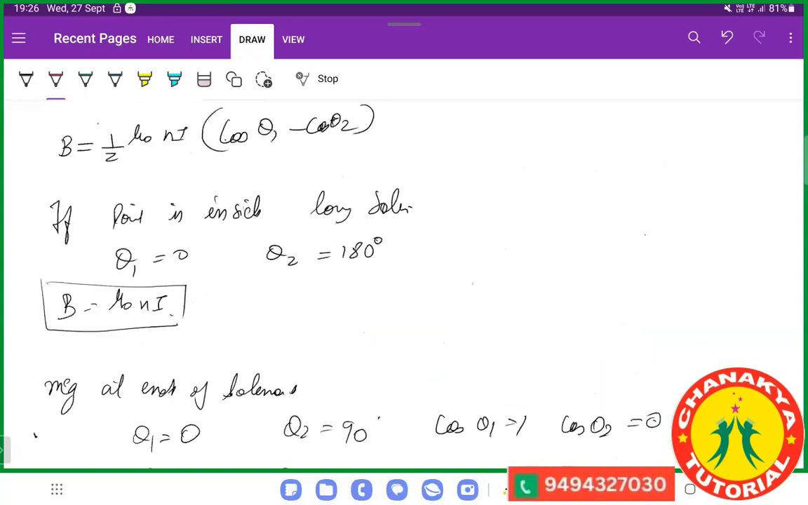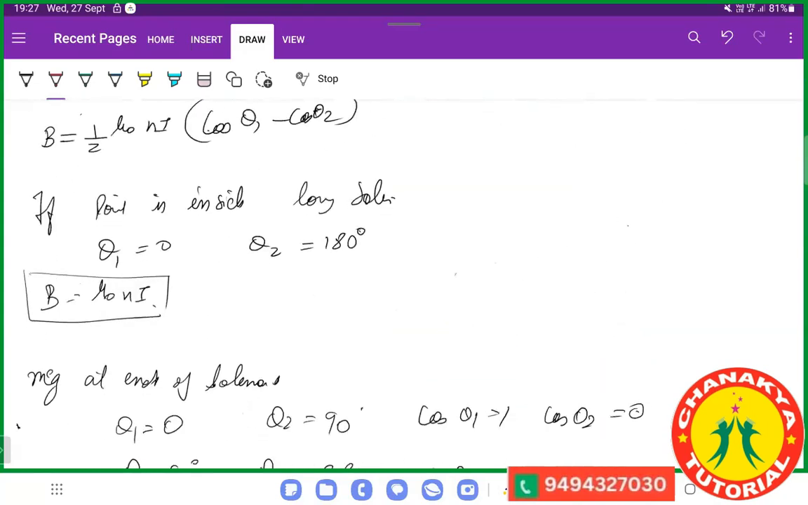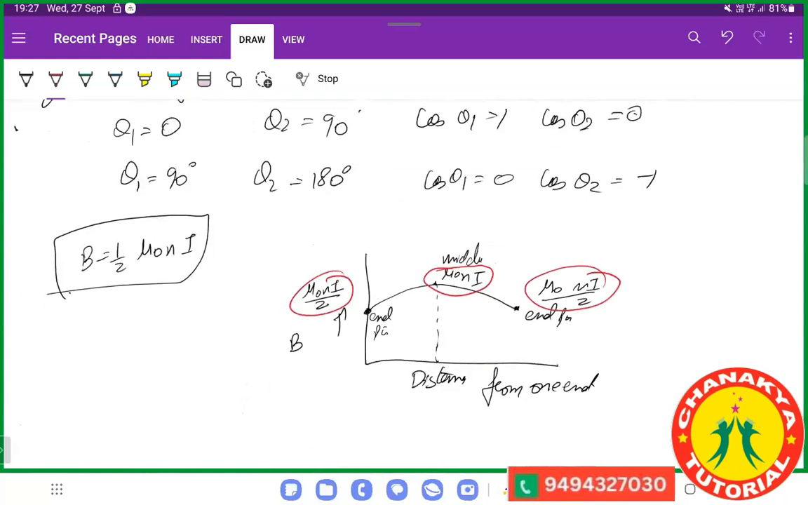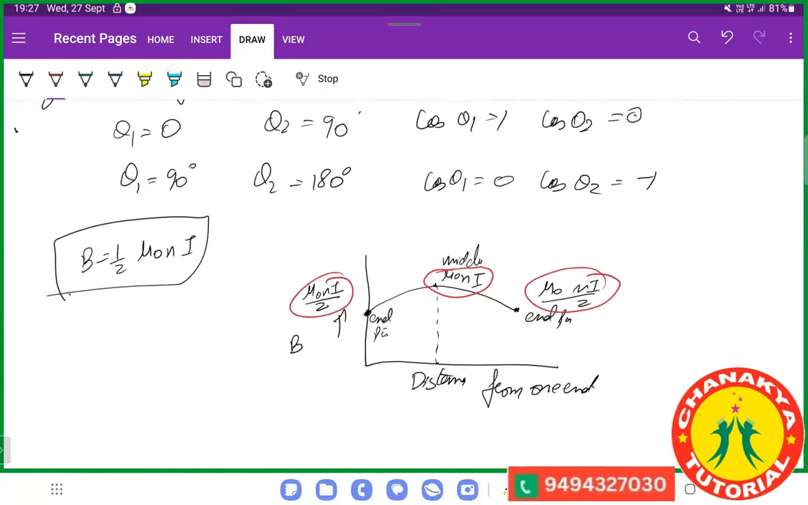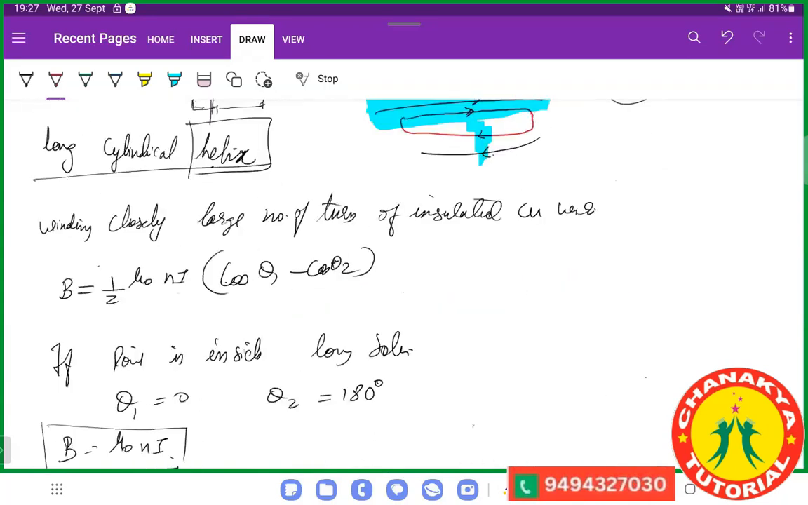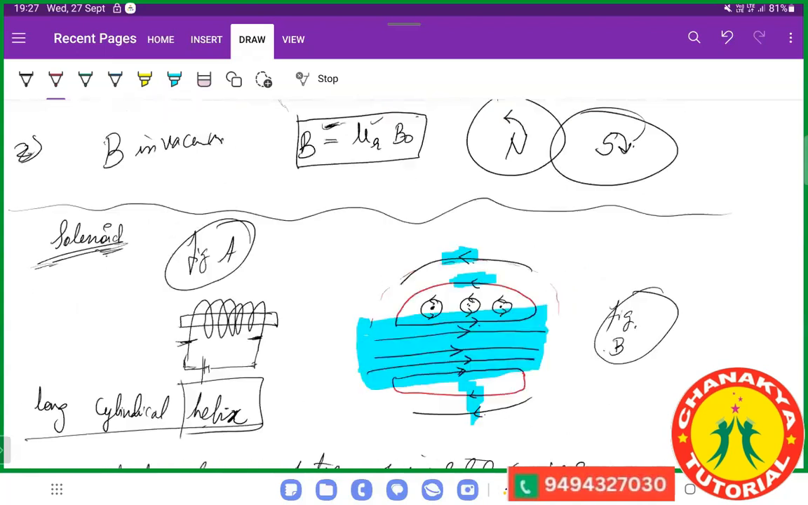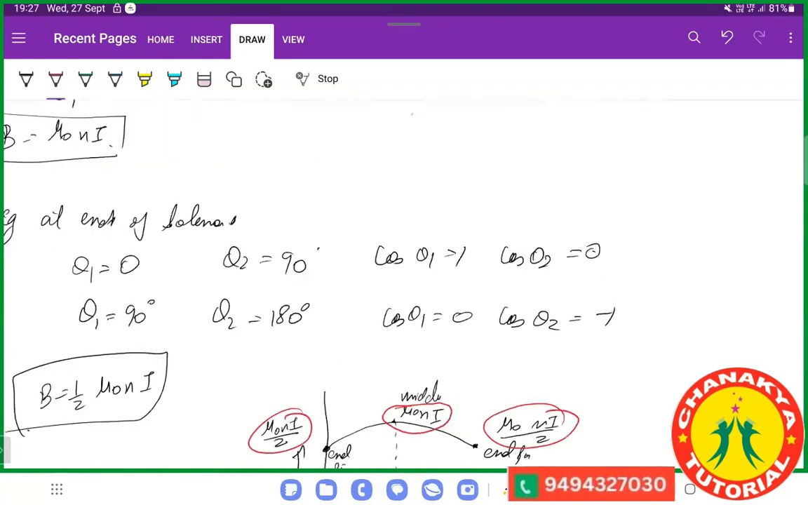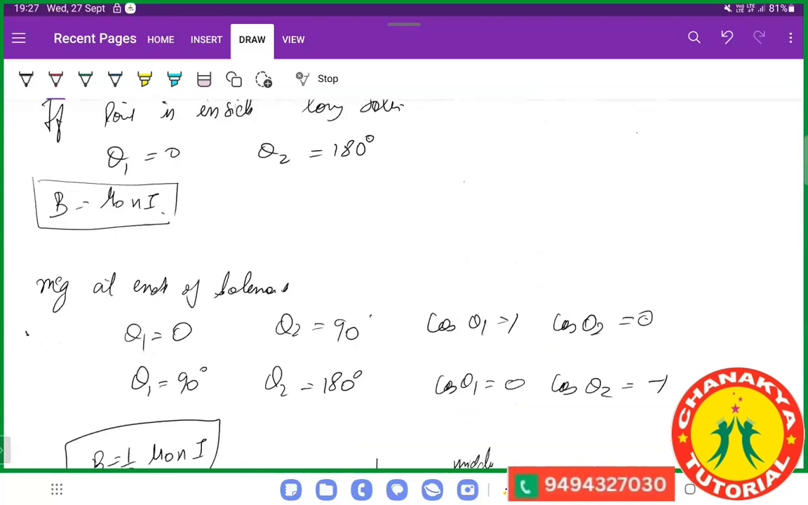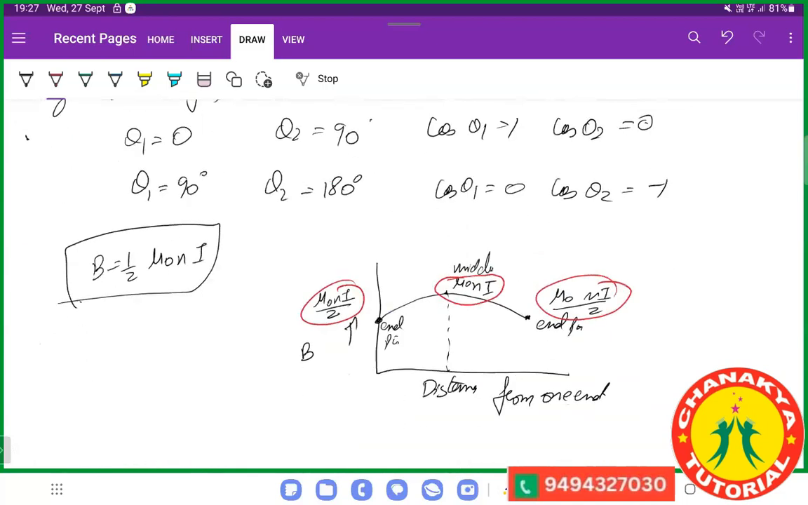In short, we can assume that if the solenoid is long, then our magnetic field will be uniform, except at the ends. Except at the ends, it will be uniform. At the end, it is half. So it is not depending upon length.